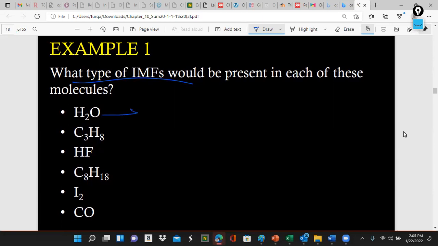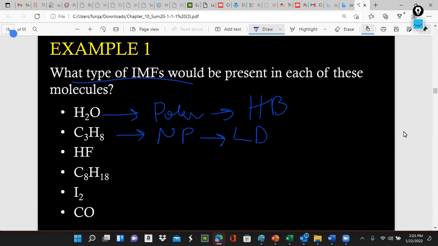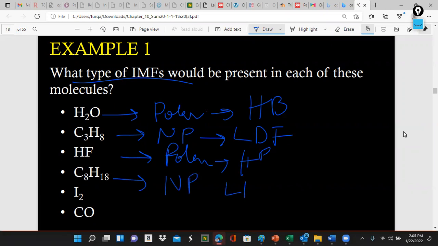When we talk about H2O, we know that it's a polar compound. When it's polar, we are expecting a dipole-dipole interaction, but because hydrogen bonds are formed, the most dominant one is going to be hydrogen bonding. This is a non-polar compound, so that's going to be the London dispersion force only. Here you might get a chance to have a hydrogen bond. This is again going to be non-polar, with London dispersion force.